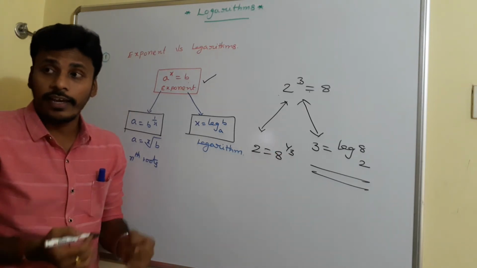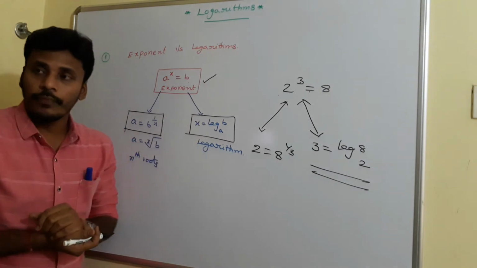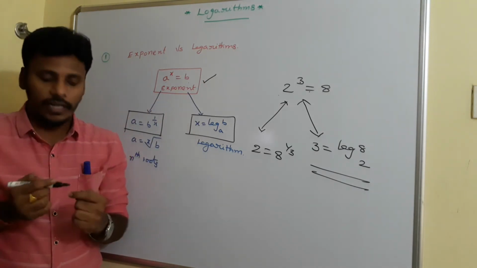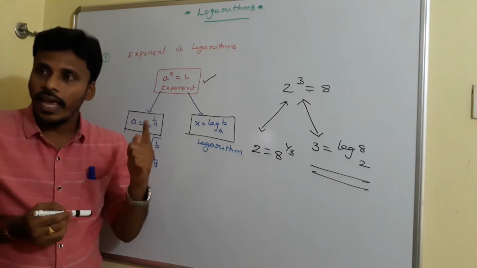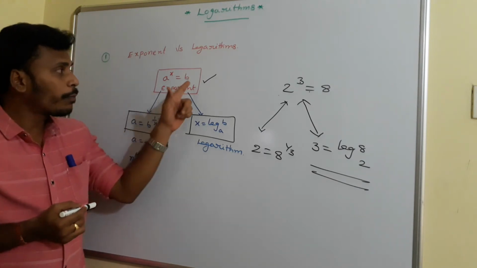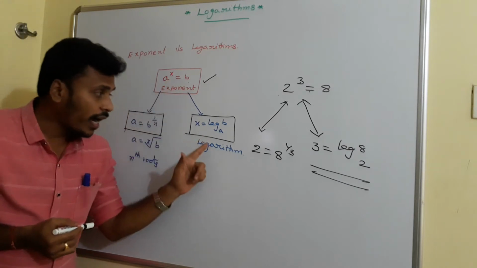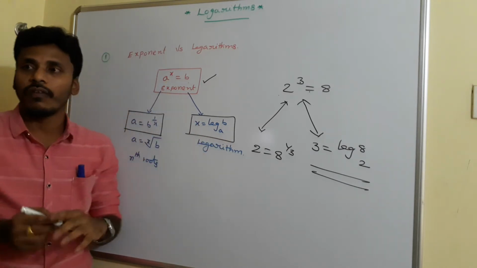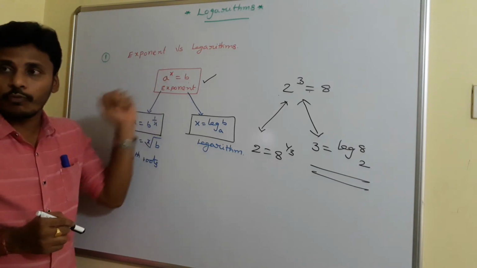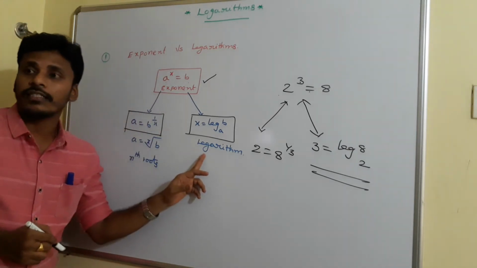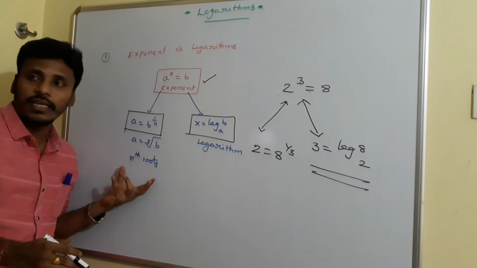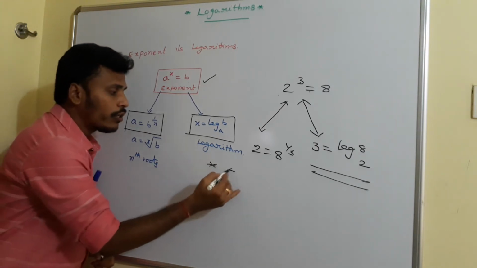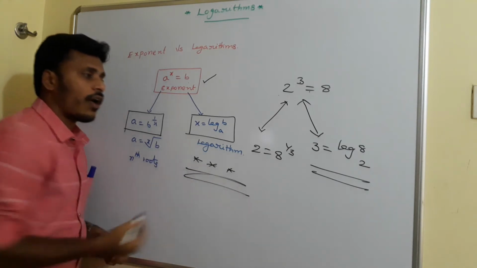So look here once again, 2 cube is equal to 8, or a power x is equal to b, involves 3 different terms: a, x and b. Here b is equal to a power x, here x is equal to log b base a, and here a is equal to b power 1 by x. This is the concept of exponent, this is the concept of logarithm, and these are the concepts of nth roots. Right, now we are going to discuss these logarithms.